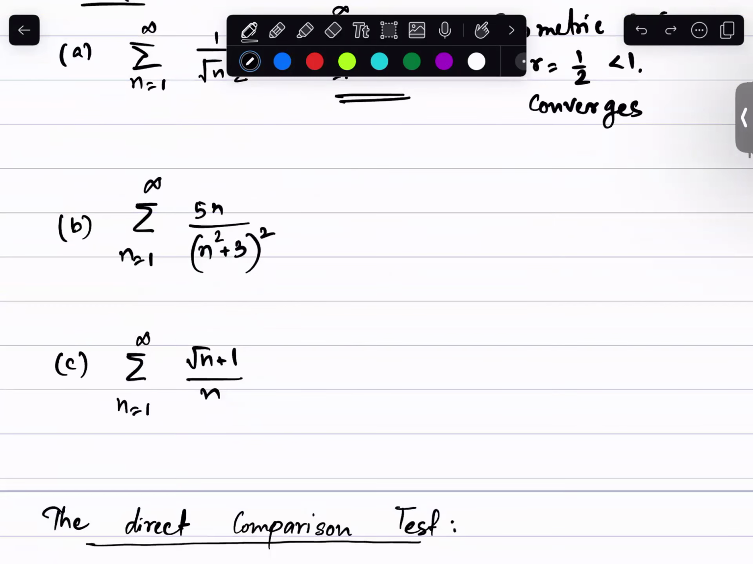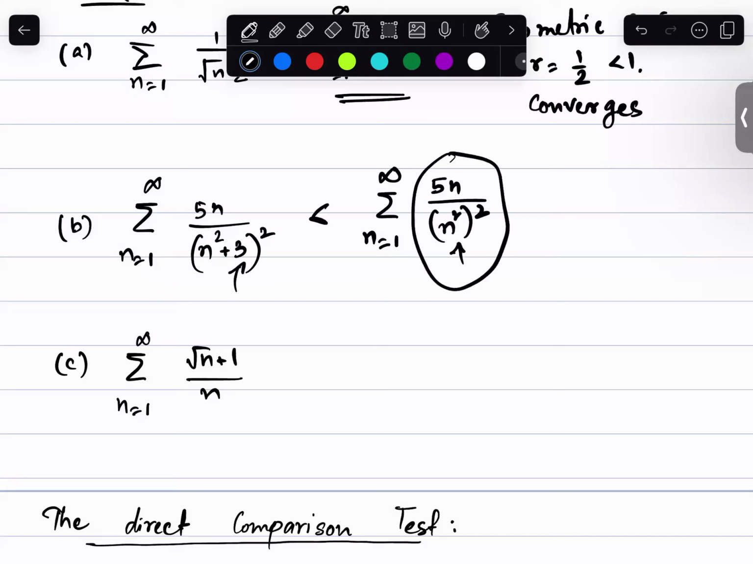And the second example is summation n equal to 1 to infinity 5n over (n square plus 3) whole square. Okay, again I can write summation 5n over n square whole square, n equal to 1 to infinity, and this is less than the given series, right? By the same logic, this 3 is missing here. So therefore this quantity is bigger than that quantity.